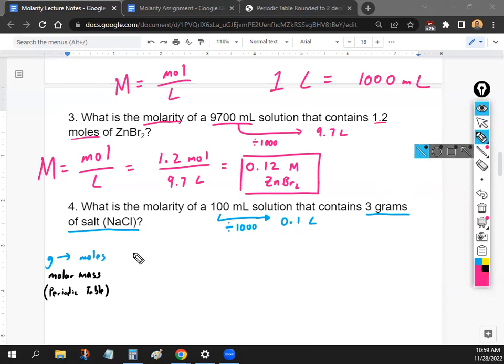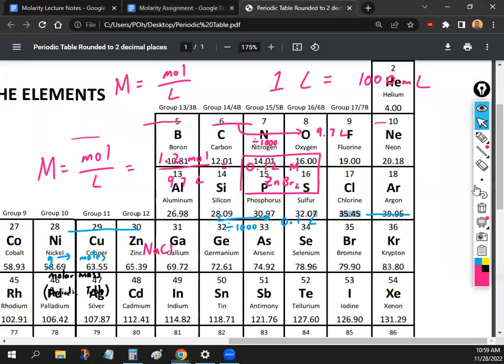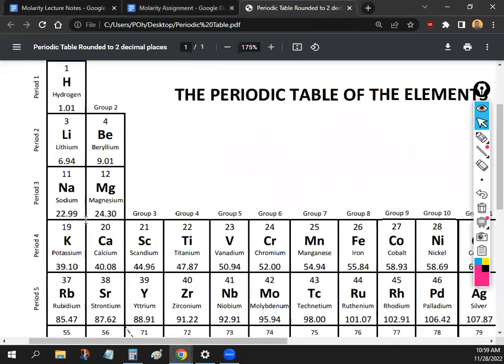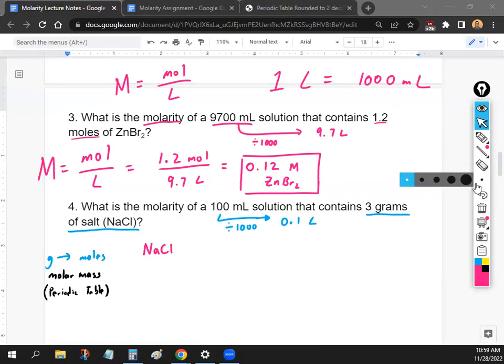Okay, so let's find the molar mass of our chemical. We're talking about salt, and salt is going to be NaCl. So all we got to do is go on the periodic table, look for NaCl, and then we can find the molar mass, okay? So let's look at our periodic table. Let's first look for Na. Na is on the far right. Okay, Na is 22.99. So let's jot that down. The molar mass of Na is 22.99.